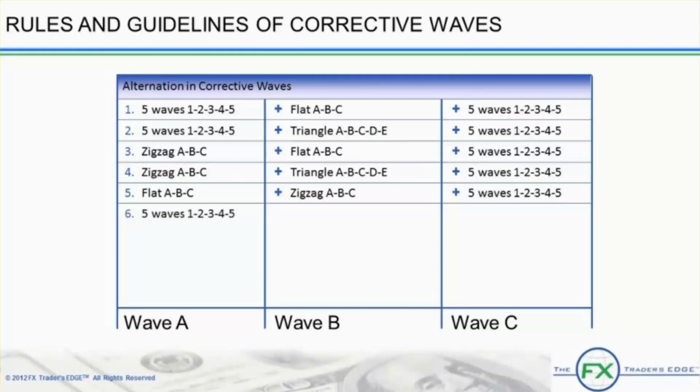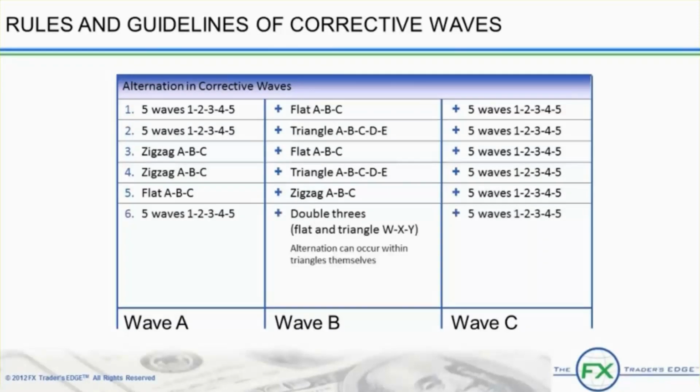Example 6 is a double 3 combination. Wave A starts off with 5 waves. Wave B is a double 3 with a flat and a triangle, and wave C is 5 waves. Don't forget that within the triangle itself there can be alternation. Also, in the double 3 combination, the X-wave connector can also be a combination of flats, zigzags, and triangles.